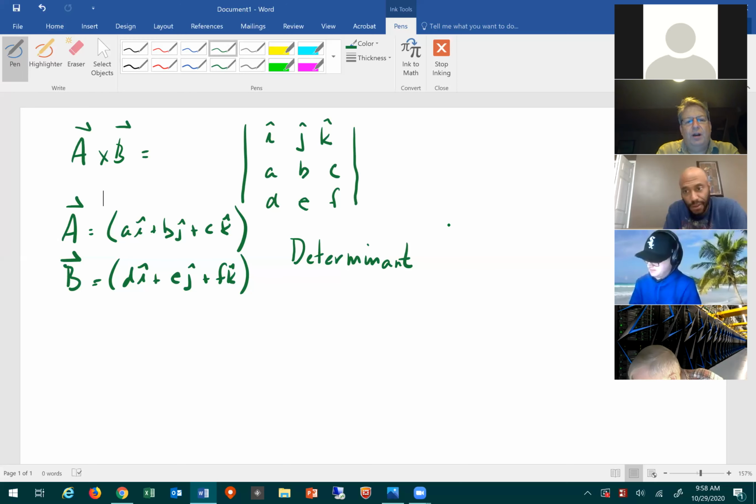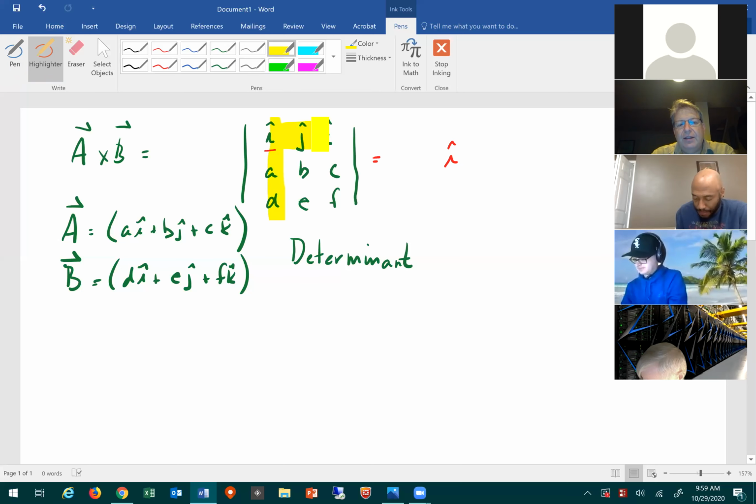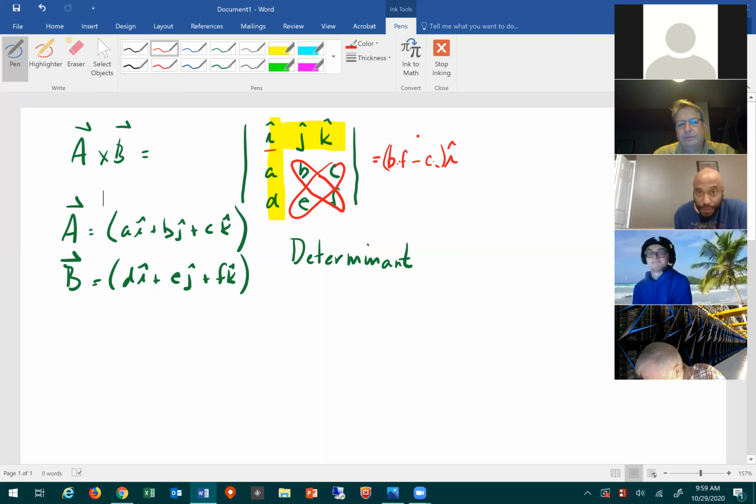Okay, so a determinant looks like this, and I need to show you this process. I'm going to take this first. The first thing is something times i hat. When I'm looking at the value of this, I'm going to block out this row and column. Then I take b times f minus c times e. So this is when solving for i, correct?